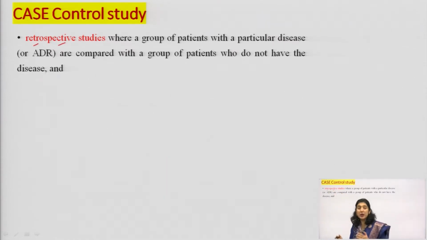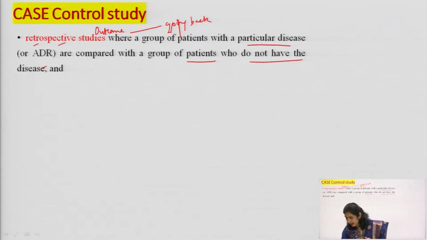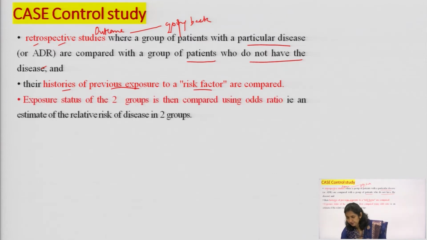That means the outcome has come, right? And then we are going back to trace out. So, retrospective studies, where a group of patients with a particular disease or ADRs are compared with a group of patients who do not have the disease. So we are comparing, their histories of previous exposure or risk factors are compared.